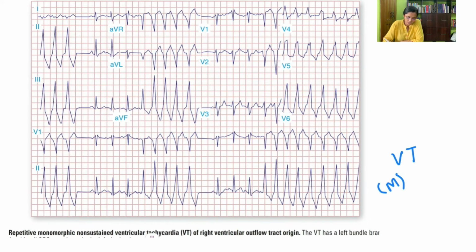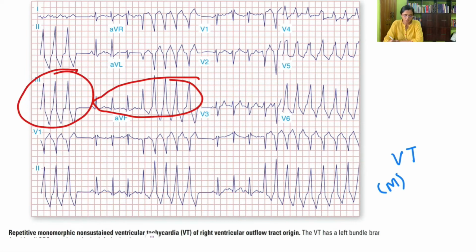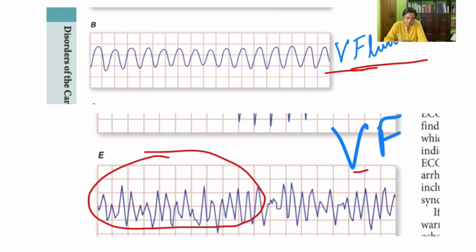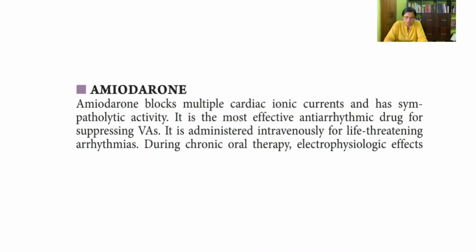Now coming to the ECG of ventricular tachycardia. This is a monomorphic ventricular tachycardia. Because of this, you will save time if you remember the ECGs also. Now this is the ECG of ventricular flutter, and this is a totally chaotic ECG, the ECG of ventricular fibrillation. And the drug of choice in all kinds of ventricular arrhythmias is usually amiodarone. And in case of life-threatening conditions, you have to give it intravenously. So the answer to our question was intravenous amiodarone.